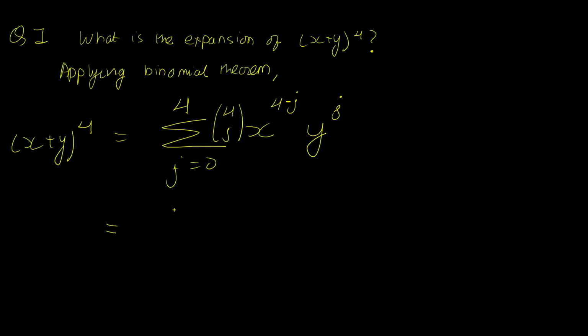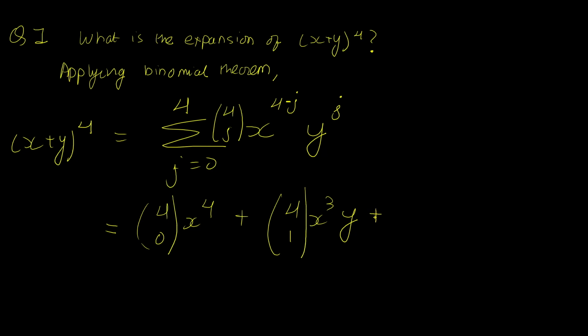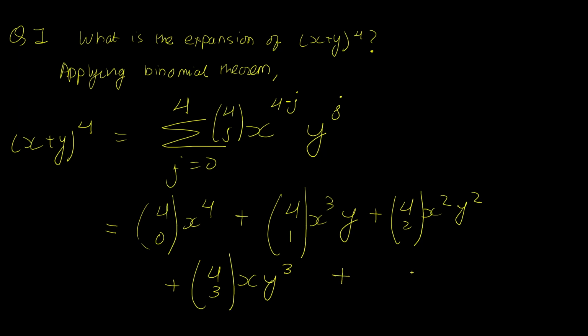Now I can expand this. This is going to give me x^4 with the coefficient of 4 choose 0. And there's going to be another term where x decreases by 1, x^3 y. The coefficient will be 4 choose 1. Plus, the next term is going to be x^2 y^2, decreasing 1 from the power of x and adding 1 to the power of y. And this coefficient is going to be 4 choose 2. And continuing with the same logic, the next term will contain x y^3, and the coefficient will be 4 choose 3. And for the final term, the power of x will be 0 and only y^4 will remain. The coefficient will be 4 choose 4.